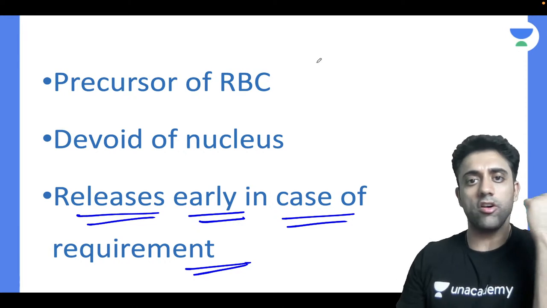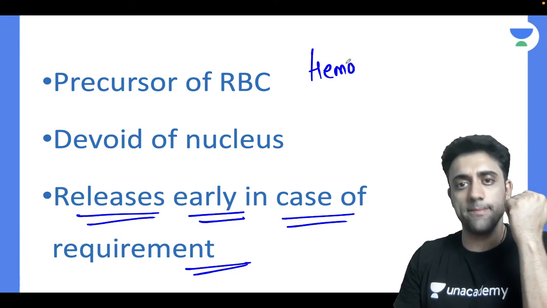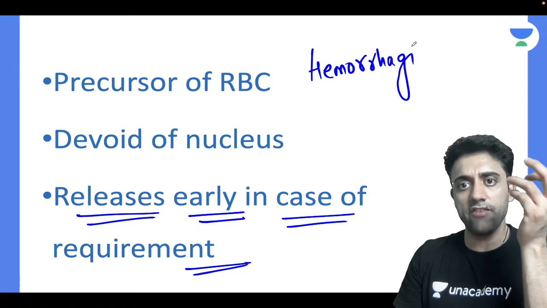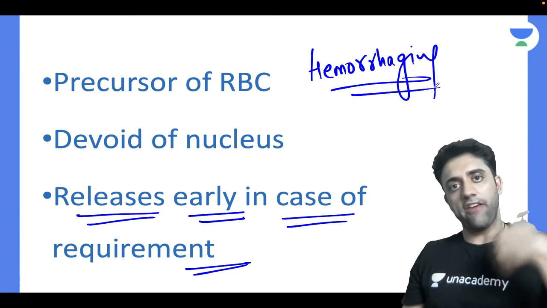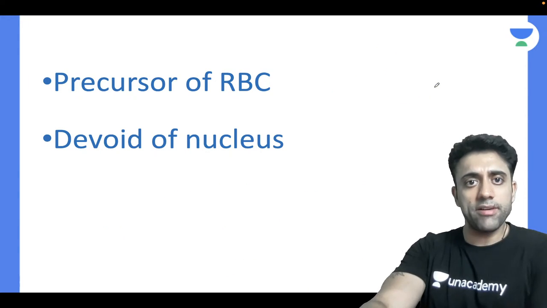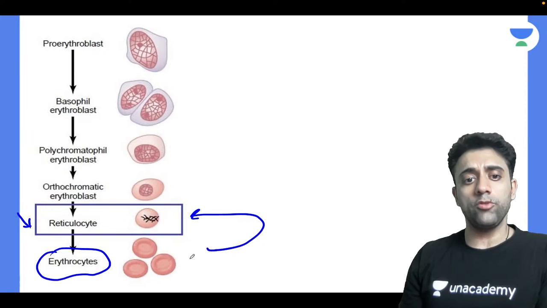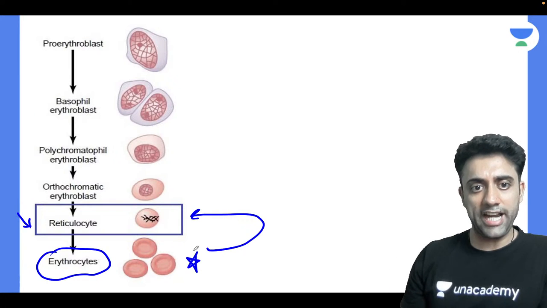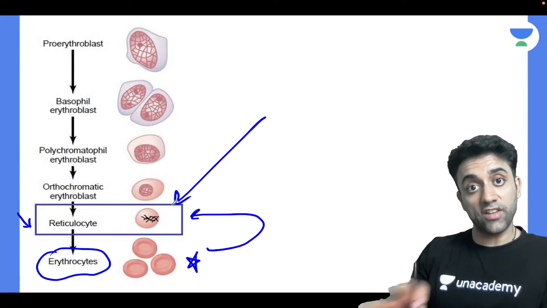If I'm bleeding, I got a road traffic accident, and if I'm hemorrhaging, naturally, if I'm bleeding too much, my blood loss will happen. Yes or no? And my body needs red blood cells, but I don't have time to make the mature erythrocyte. So my body will release reticulocytes fast.